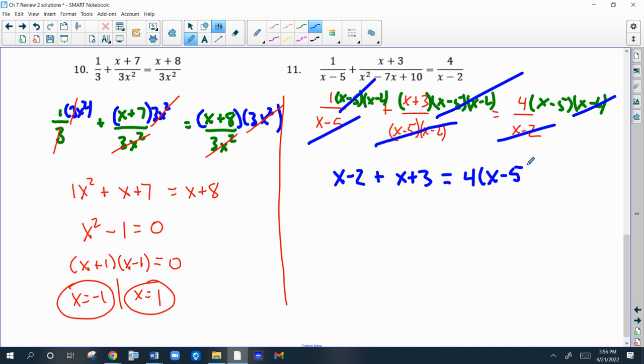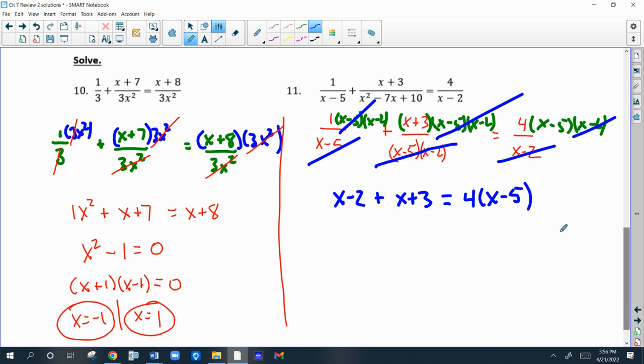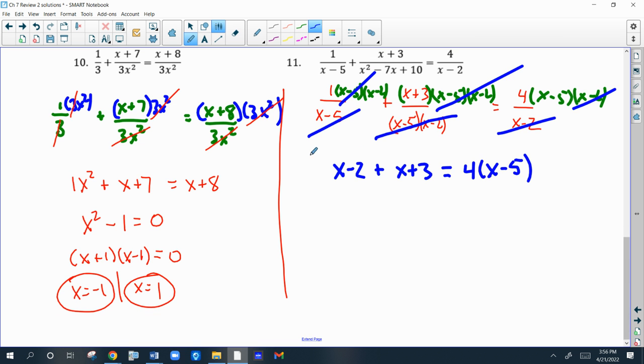If you notice, this is a linear equation, so you're just going to get x's to one side. The first thing I'll do is just combine everything I can on the left. So x plus x is 2x. Negative 2 plus 3 is 1. I'm going to distribute the 4 on the right. So it's 4x minus 20.